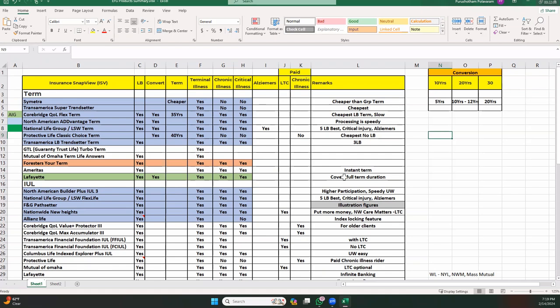Now, you got the conversion. The last point in Lafayette is that conversion is for 20. If you have a 20-year term, conversion is for the whole 20-year period. If it's 30-year, you get conversion for the whole 30-year period. So it is very important to understand this.